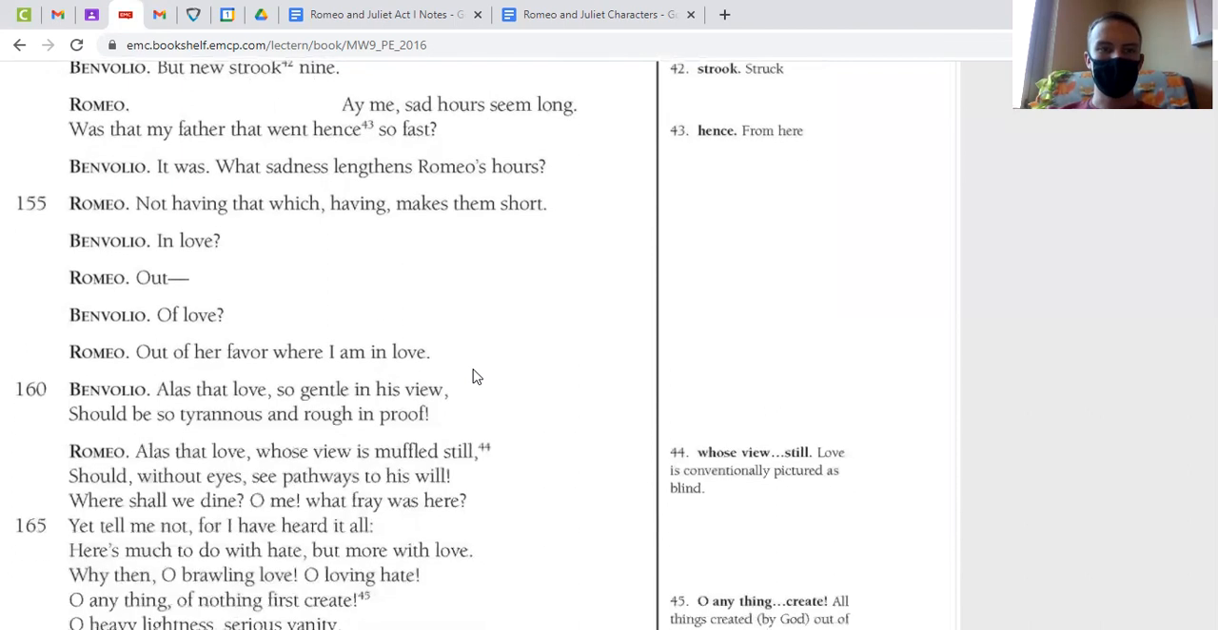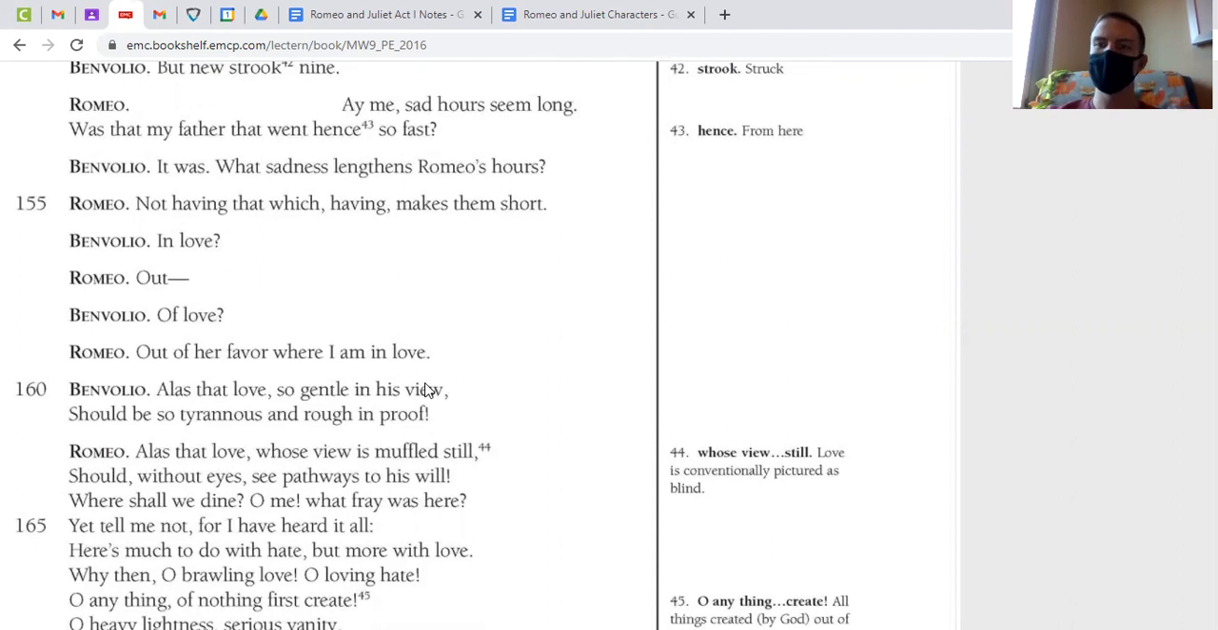They go back and forth for a little while. Benvolio says, what sadness lengthens Romeo's hours? So why are you so sad? Romeo says, because I don't have something that I want. And Benvolio says, you're in love? And Romeo says, I am out of love, of her favor, where I am in love.